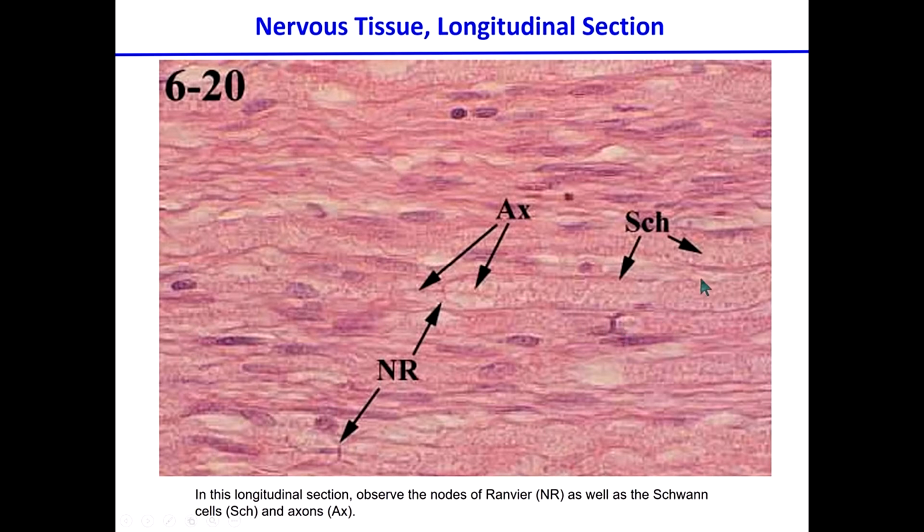You can see the Schwann cells. In this one, you can actually see the nucleus of the Schwann cell, which is located next to the axon. And the myelin is surrounding the axon. And here is a nodal ranvier. There is another nodal ranvier. There is another ranvier in here.